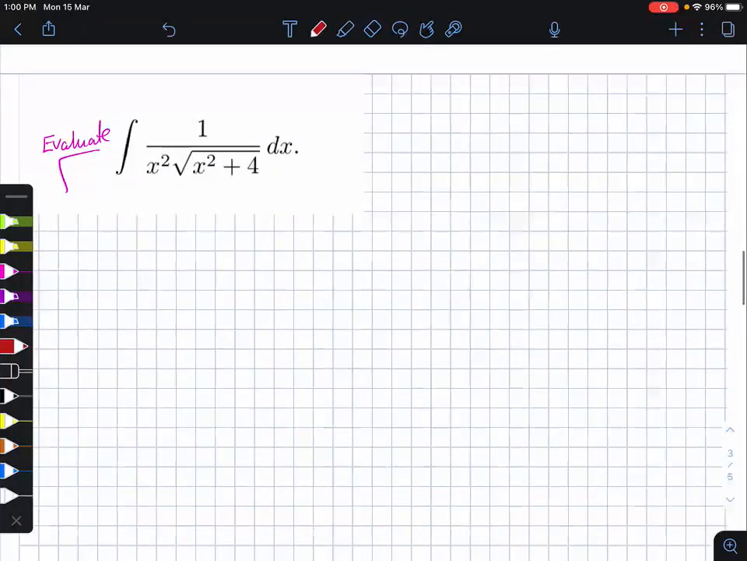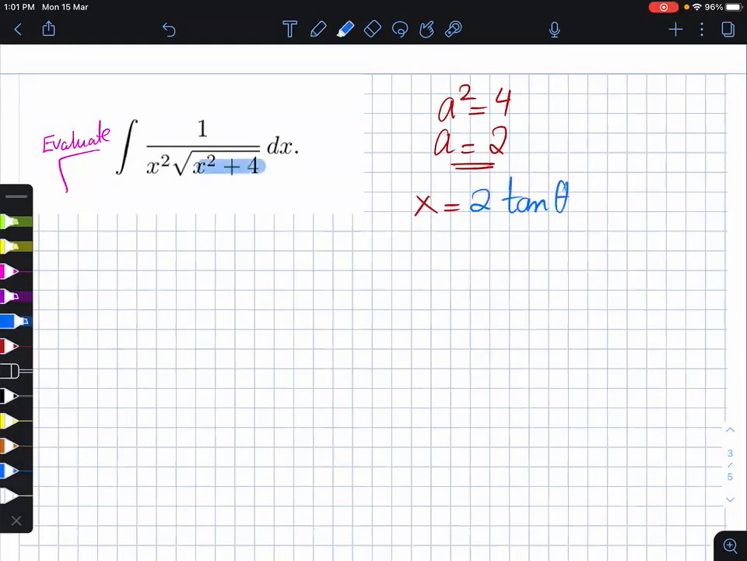So a is 2, because a squared is equal to 4. And then we make x equal 2 tan theta. So guys, because inside the square root we have x squared plus 4, we can let x equal 2 tan theta.